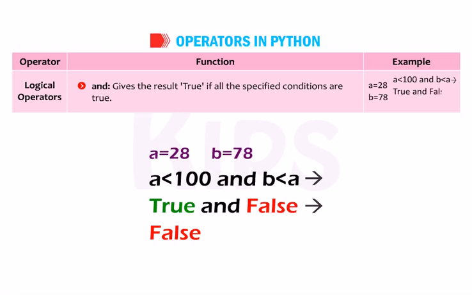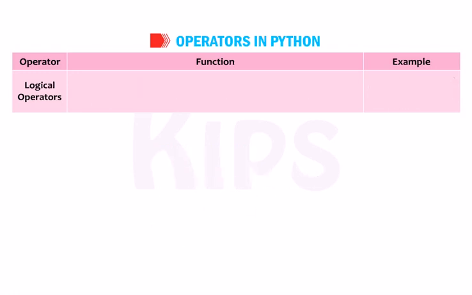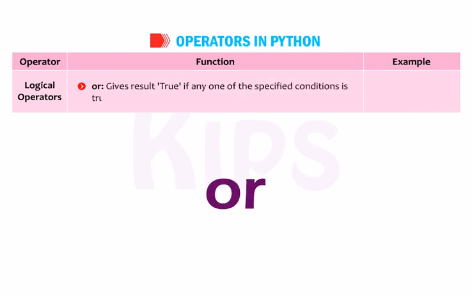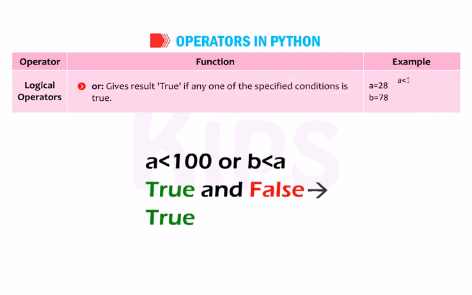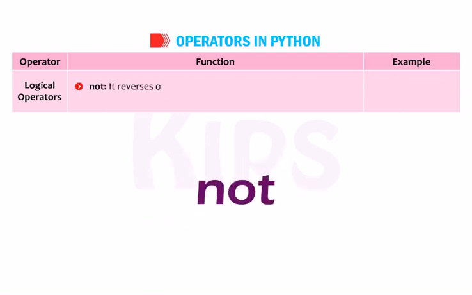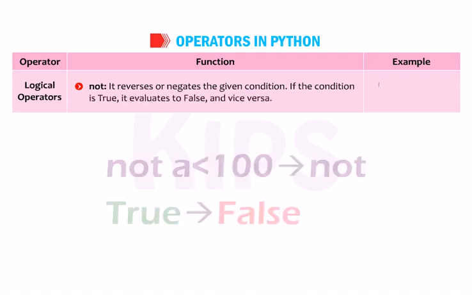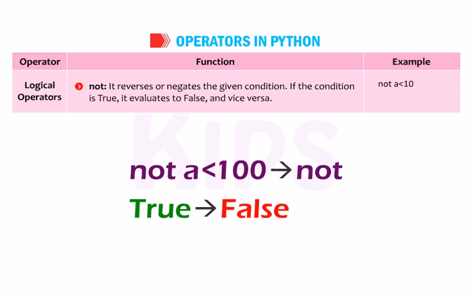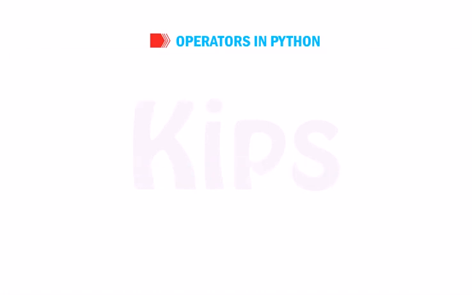True and false: false. Or gives the result true if any one of the specified conditions is true. A is smaller than 100 or B is smaller than A. True or false: true. Not reverses or negates the given condition. If the condition is true, it evaluates to false and vice versa. Not A smaller than 100: not true is false.